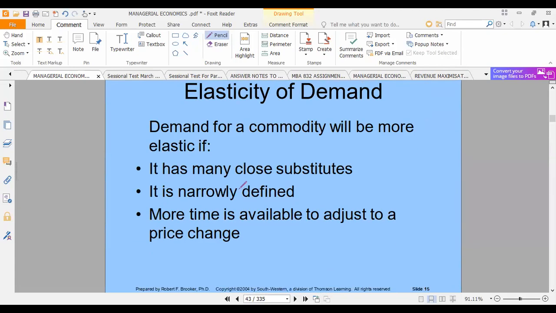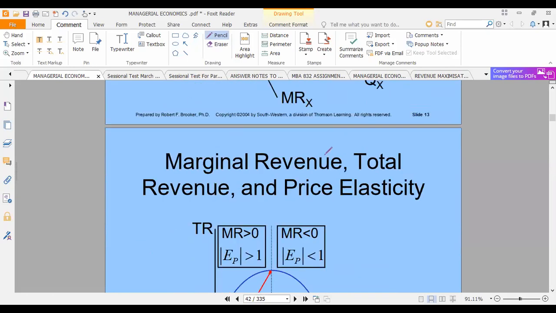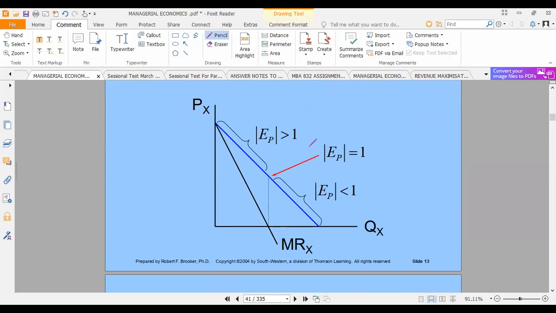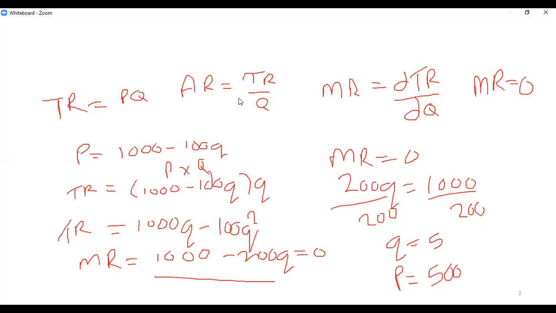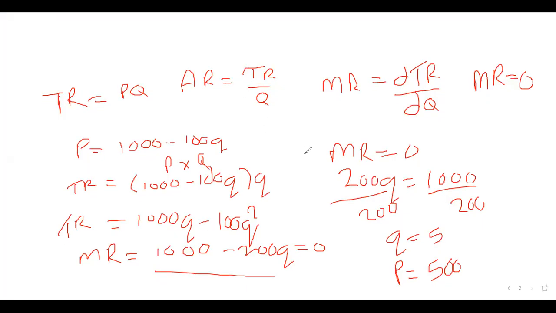So elasticity is... Collins, yes, please. Could I please take you back to the calculation? Yes, please. When you maximized profit? Mm-hmm. Could you show where you substituted 5? Here. Okay, that's what I wanted to see.